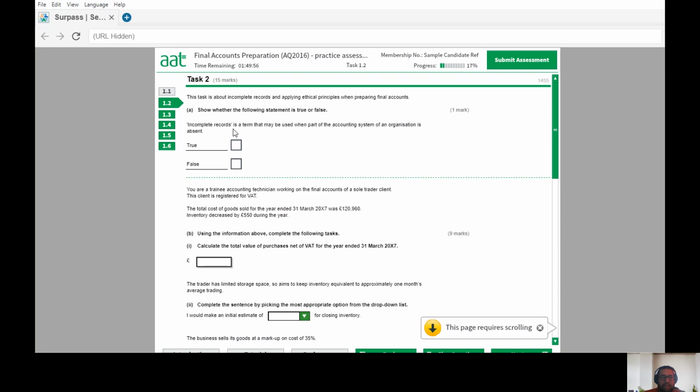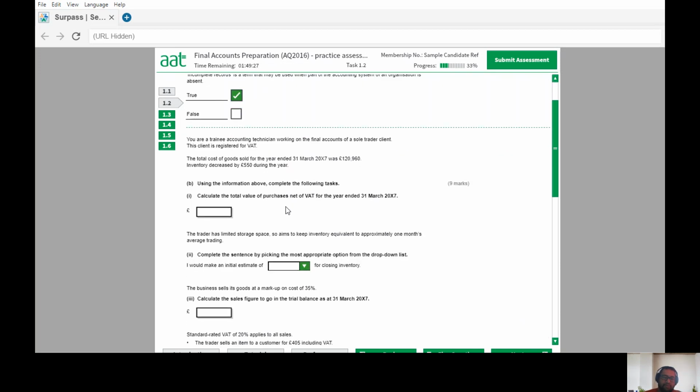Incomplete records is a term that may be used when part of the accounting system of the organization is absent. Yeah, of course, isn't it? Because sometimes if it's a small business, they may not have everything in the record, but they have some there, which may lead you to find all the missing information. So it is fine because "may be used", the word they use, "may", gives you more options there. So the statement is true.